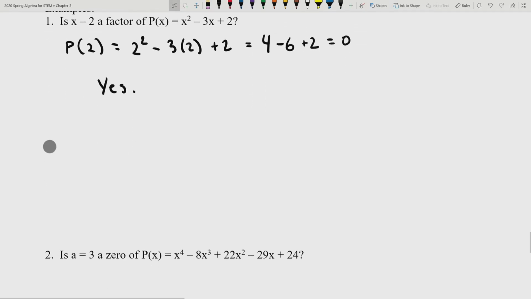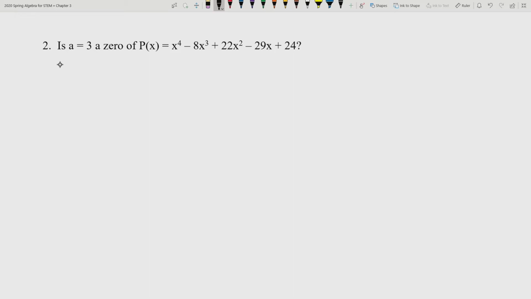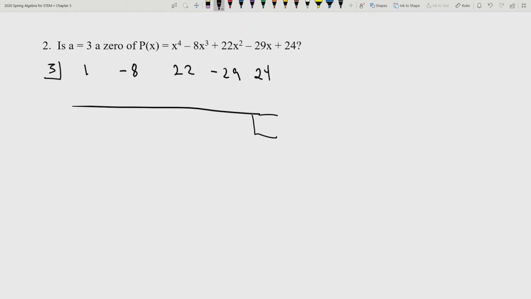It also works the other way. If I want to know if a equals 3 is a 0 of this function, I can plug that 3 in, but then it'd be pretty complicated. Or I can divide by the polynomial x minus 3 using synthetic division. So I can just take this 3, put it in my box, and then the coefficients of this polynomial, that's 1, negative 8, 22, negative 29, and 24, making sure if there's anything missing, I put it down, and then I use synthetic division.